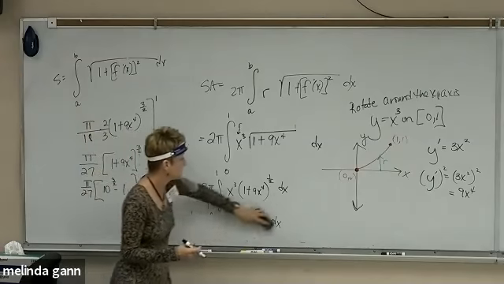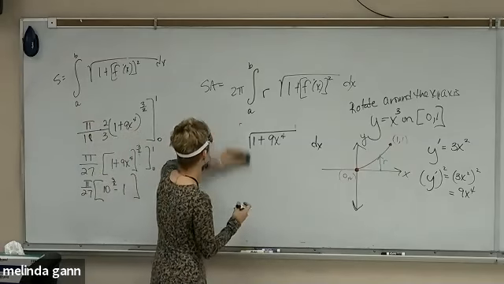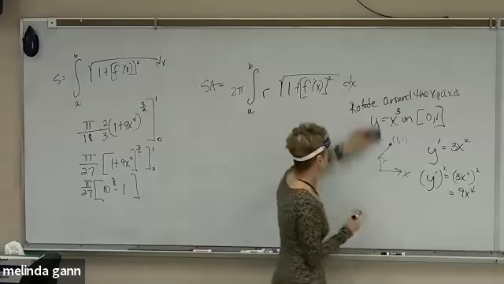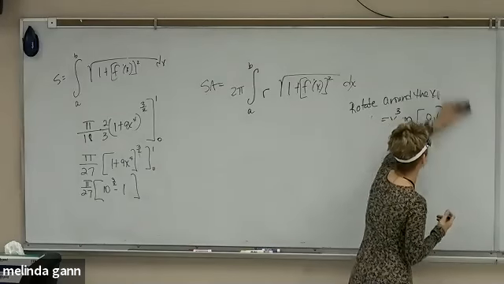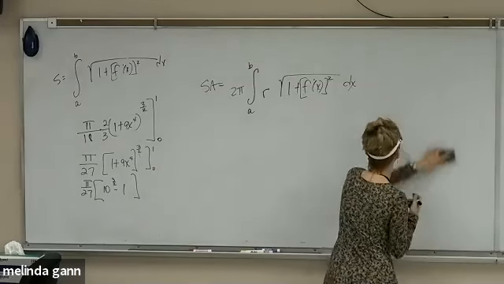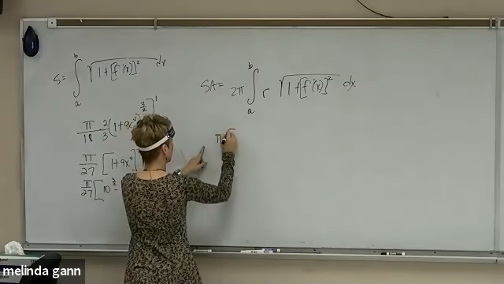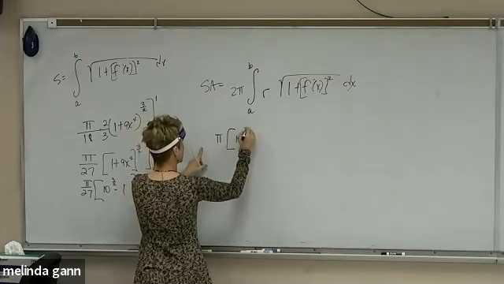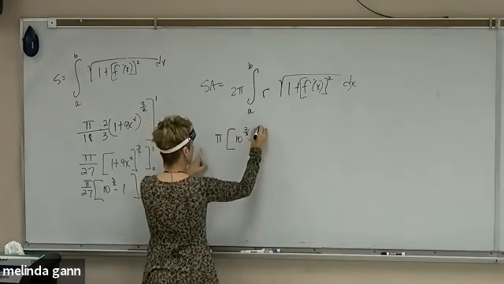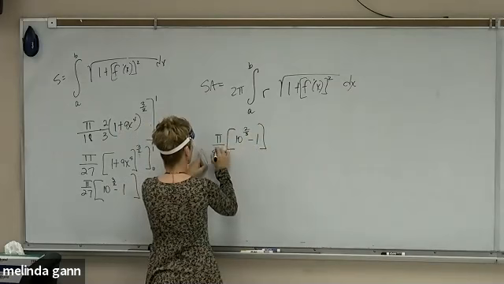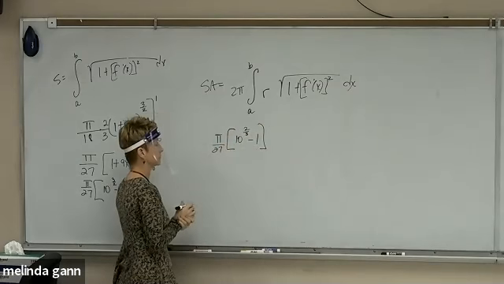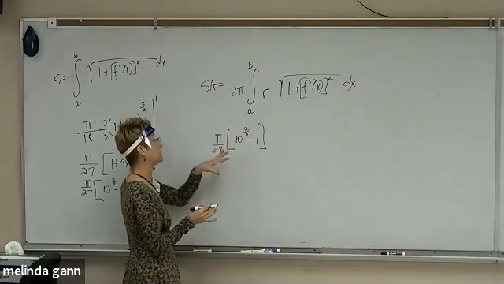All right, let me kind of erase this and get a little more room. Now, I want an exact answer, because like I said, in the real world, usually you're working in teams. So I've got 10 to the 3/2 minus 1, and I've got pi over 27. Now, I'm going to see if I can simplify that any.